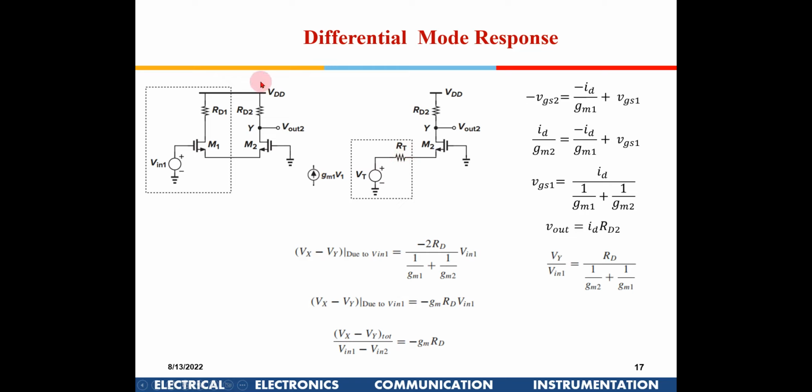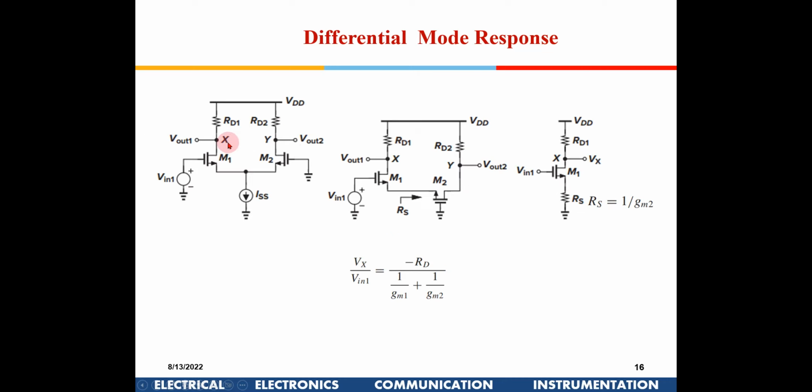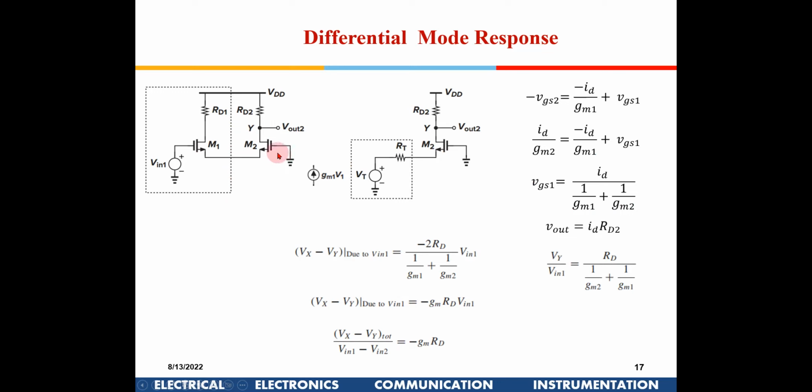Now I am talking. This part is remaining like this. I am trying to find out what will be the voltage here. Initially, I tried to find out, if I am giving a differential signal, what is happening here. Now I am trying to find out if I am giving it here, what is going to happen here, and then I am going to take the difference of these to get the differential gain. So that is the approach.